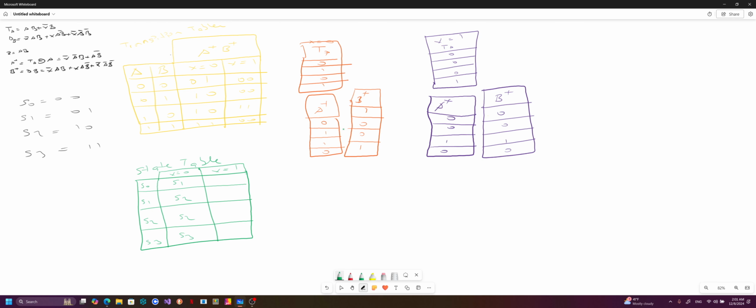And for this one, this will be that. So x equals 1: 0, 0 is S0. S1 is S0. S2 is going to be S3. And S3 is S0. Okay, these are the final answers for ours.